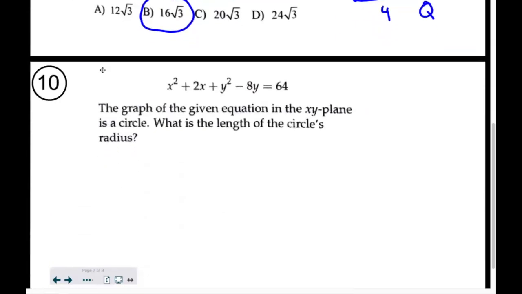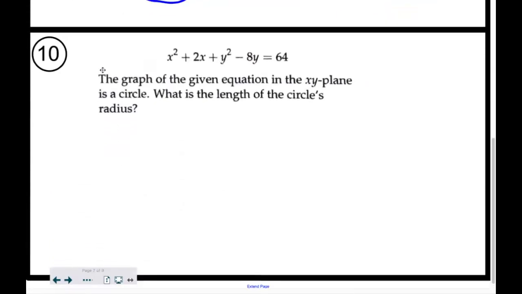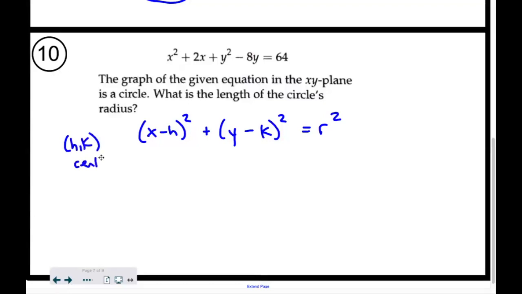Okay, number 10, we got equation of a circle. So the way an equation of a circle works is it's x minus h squared plus y minus k squared equals r squared, where h and k is the center and r is the radius. Well, we want the radius for this problem, but let's just go over all the concepts. So we've got x squared plus 2x. Then I'm going to leave a space. And then I've got y squared minus 8y. I'm going to leave a space. And then I've got equal to 64.